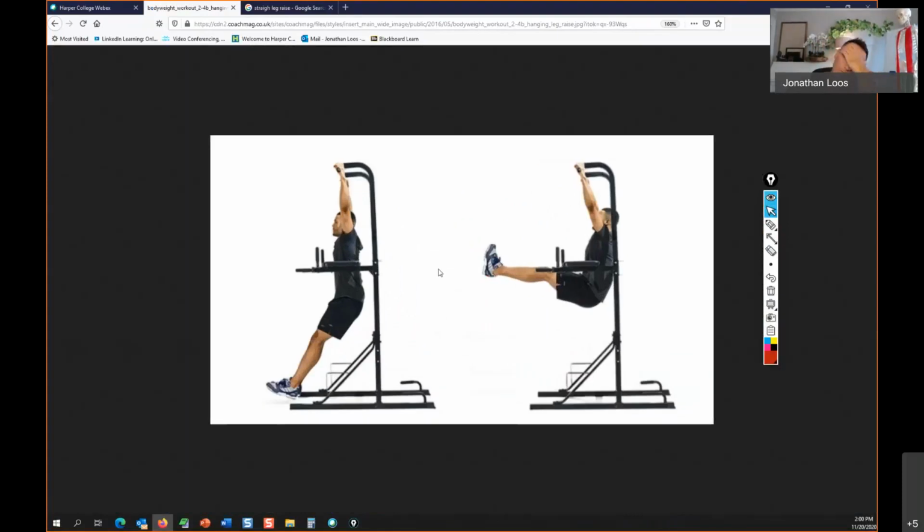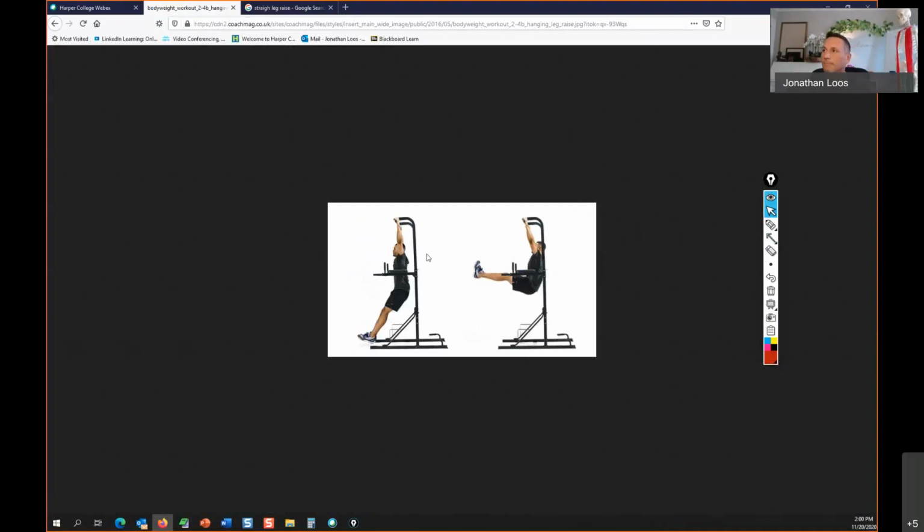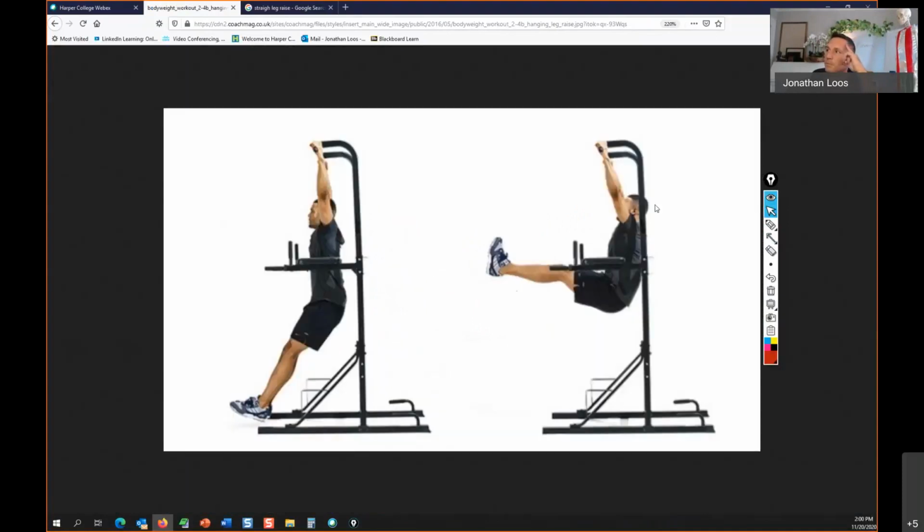Okay, so we're going to go from this position to this position. This is our starting position, and we're ending in that position. Gravity is down, right? Gravity is always down, never any other direction. And the resistance is the weight of the legs, so gravity is pulling down on the legs.